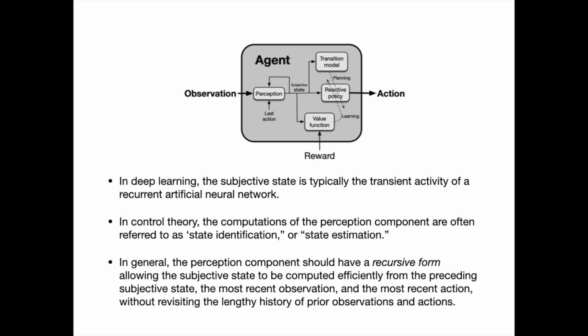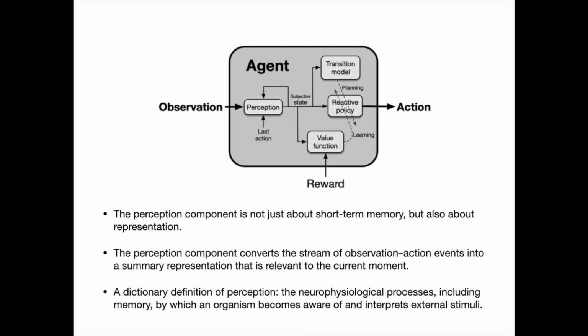In general, the perception component should have a recursive form allowing the subjective state to be computed efficiently from the preceding subjective state, the most recent observation, and the most recent action, without revisiting the lengthy history of prior observations and actions. The perception component is not just about short-term memory, but also about representation.